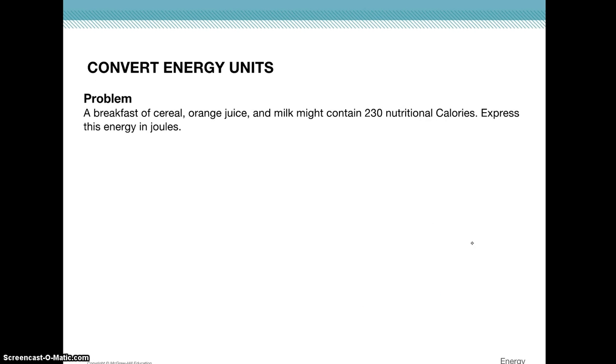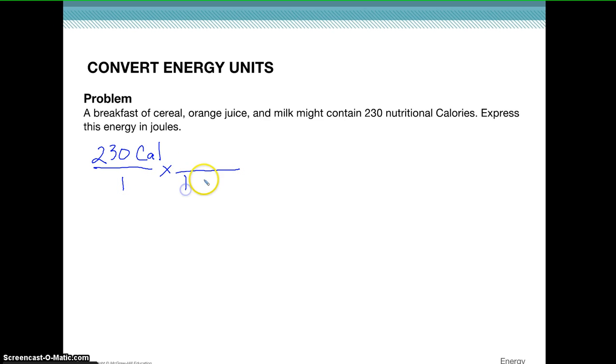All right, so let's take a look at an example of a unit conversion with calories and joules. It says a breakfast of cereal, orange juice, and milk might contain 230 nutritional calories, and you'll notice that those are capital C calories. Express this energy in joules. Okay, so we're going to start with what we're given and do some conversions. So 230 capital calories, that's what we're given.